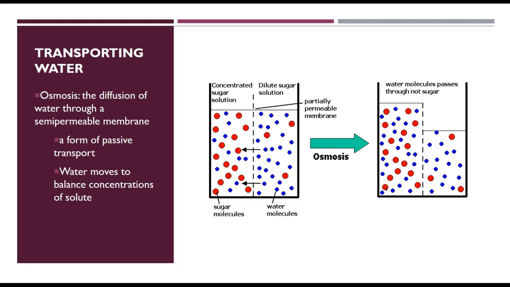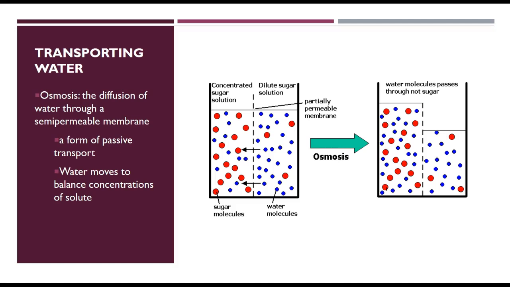Osmosis is the diffusion of water across a semi-permeable membrane, so a membrane like the cell membrane, which is semi-permeable. It is a form of passive transport, so no energy is required to move the water, but the water is going to move to balance the concentrations of solute.